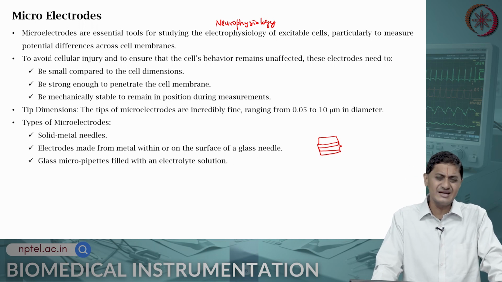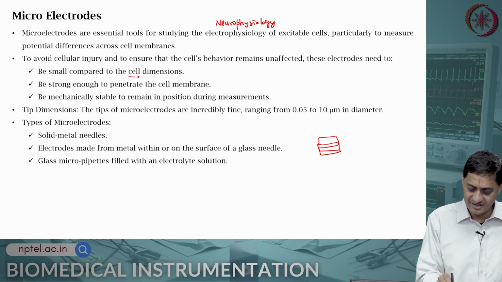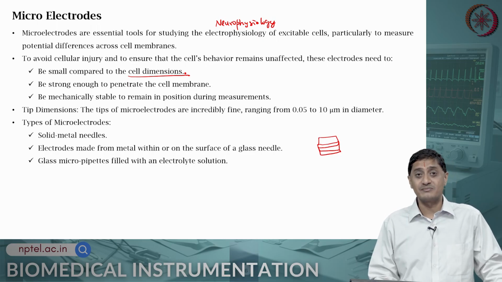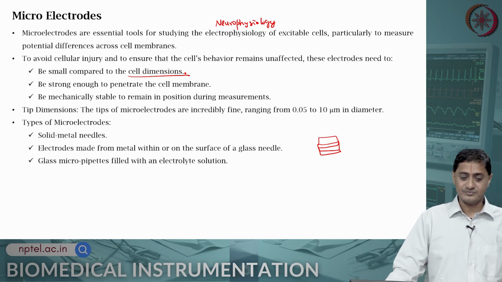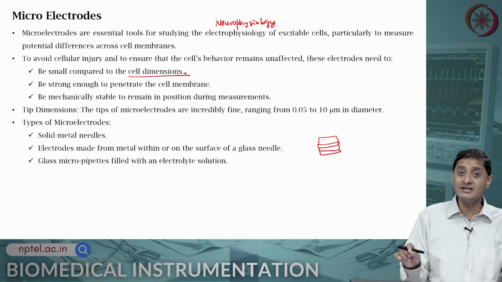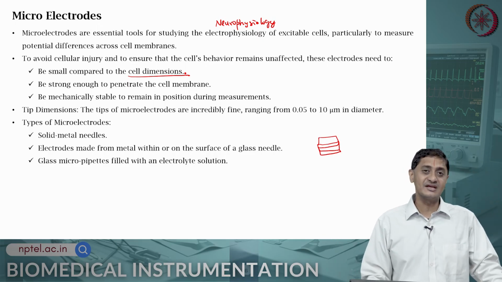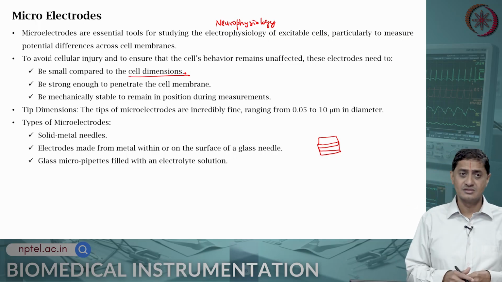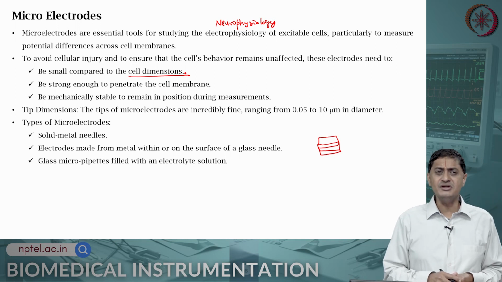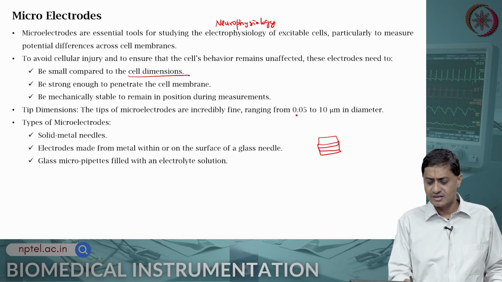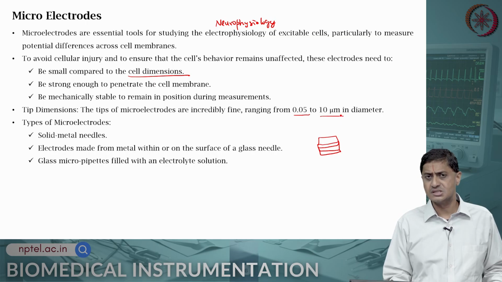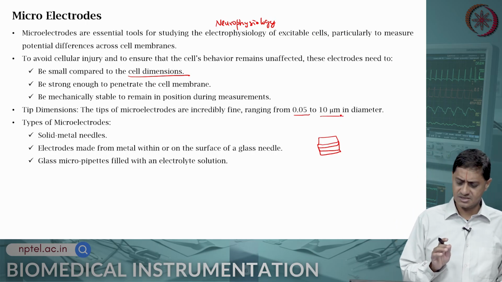Okay. So, they need to be really tiny when compared to the cell dimensions first. Yet, it should be strong enough to penetrate the cell membrane. If it is flimsy, then it cannot possibly penetrate the cell membrane and be mechanically stable to remain in position and not get displaced. When I am making the measurement, it should not get displaced due to some flow or due to some physiological phenomenon. That should not happen. So, the dimensions of interest are from 0.05 microns to 10 microns. Now, let us try to analyze this.